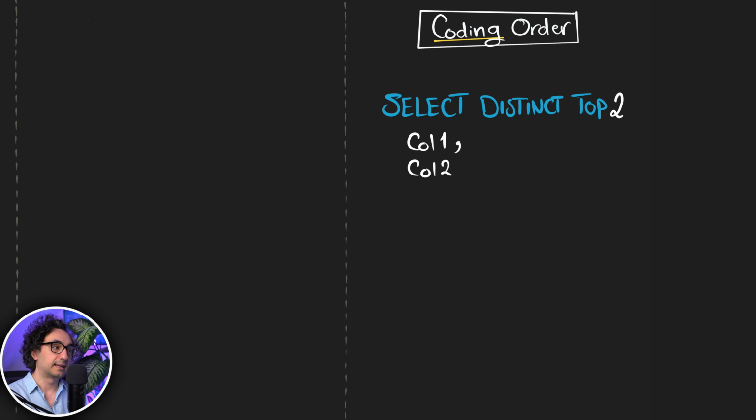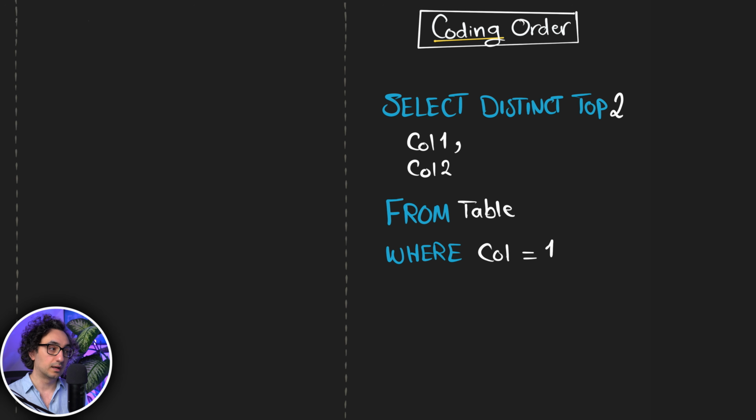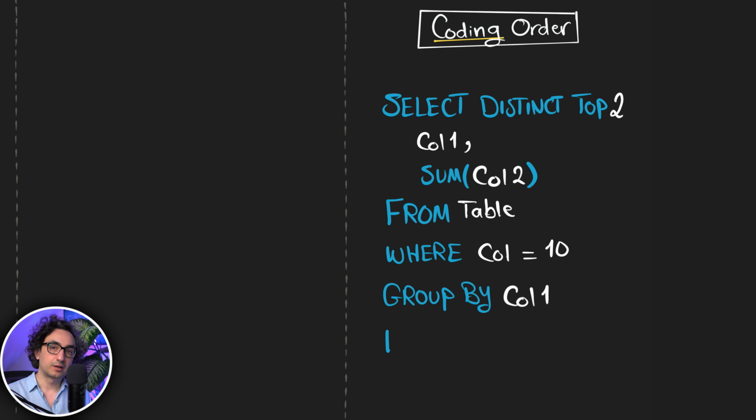After you specify the columns separated with a comma, you tell SQL which table your data comes from using the FROM clause. Now after that, if you want to filter the data before the aggregation, you can use the WHERE clause, and this always comes directly after the FROM. And if you want to group the data, then you have to do it after the WHERE clause using the GROUP BY, and after the GROUP BY comes the HAVING if you want to filter the data.